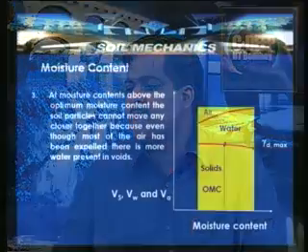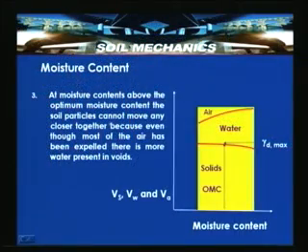Now, another thing is that at moisture content above the optimum moisture content. So, we have reached up to the optimum moisture content. Now, we go towards the right hand side of the optimum moisture content, that is, wet of optimum. At moisture contents above the optimum moisture content, the soil particles cannot move any closer together, because most of the air has been expelled and there is more water present in the voids.